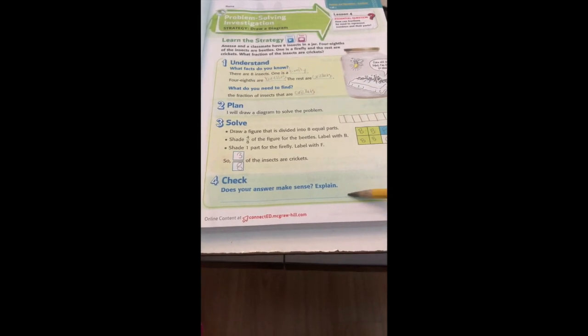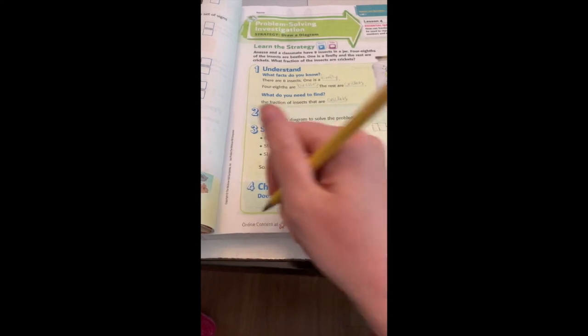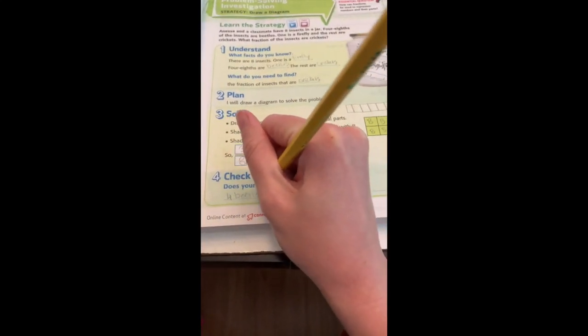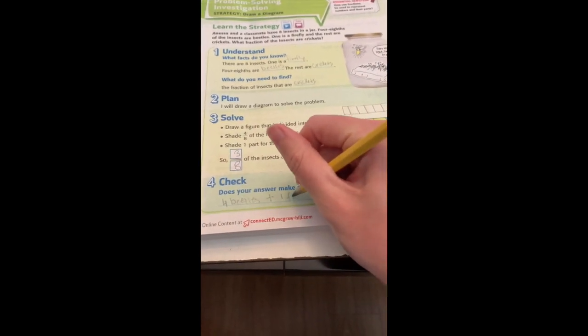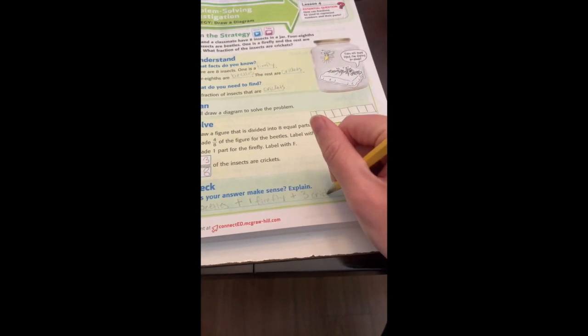Great. And again, we could do the same thing by using this straight across bar fraction. Check. Does my answer make sense? Explain. So they want us to say, does 4 beetles plus 1 firefly plus 3 crickets equal 8 bugs?